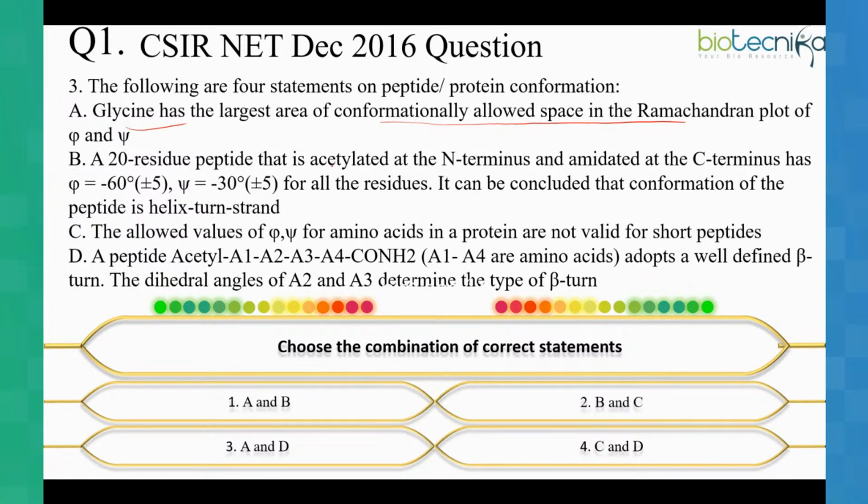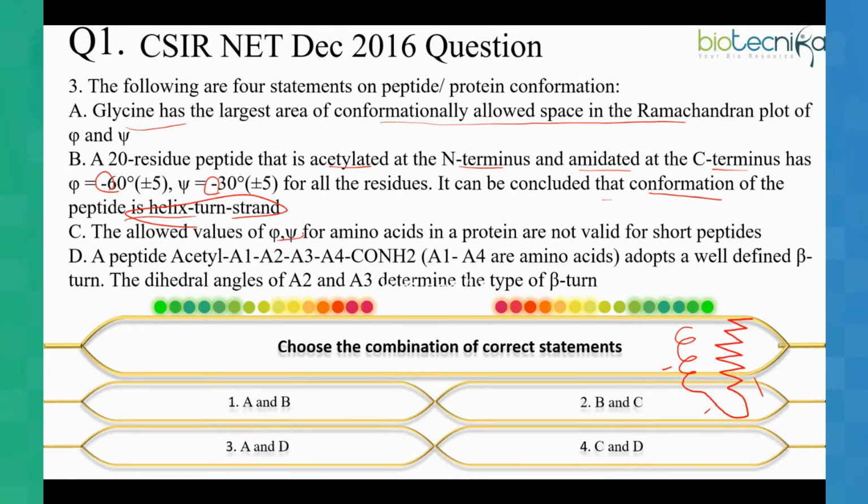A 20 residue peptide that is acetylated at N terminus and amidated at C terminus. They have phi and psi values for all residues in negative, as you can see, minus 60 plus minus 5. It means that they are both negative. It can be concluded that conformation of the peptide is helix turn strand. This is a motif. Helix means it will come like this, then it will take a turn, and then it will form a strand. This is what is helix turn strand.